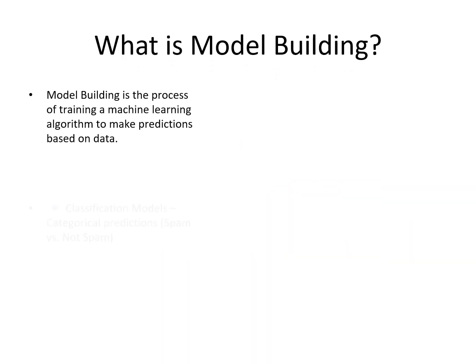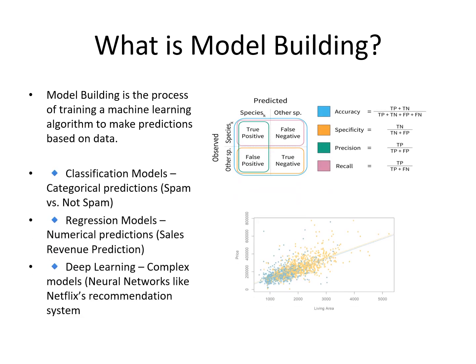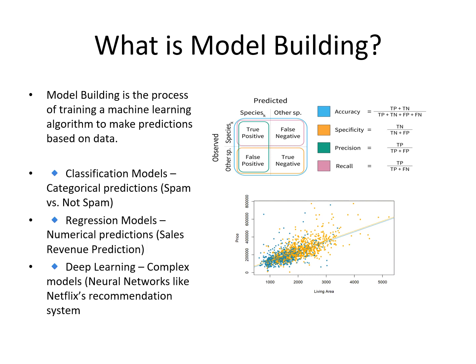So, what exactly is model building? Well, it's the process of teaching machines how to learn from data and make predictions. Think of it as training a digital brain. We feed in historical data, train the model, and test how well it performs, just like humans learn from past experience, machines do too. Then the question arises: why do we need it? To classify emails as spam versus not spam, to predict future sales revenue for a company, to recommend movies on Netflix using AI.